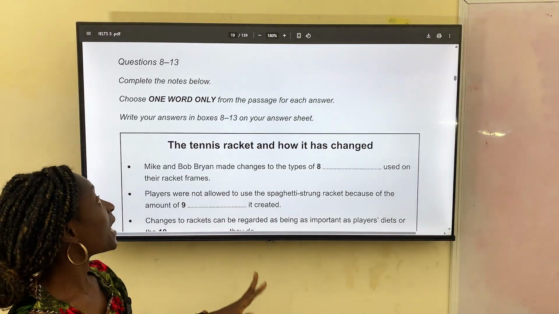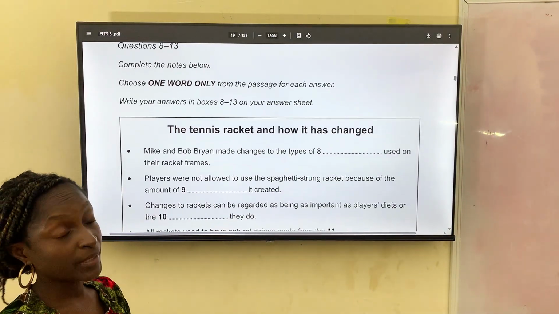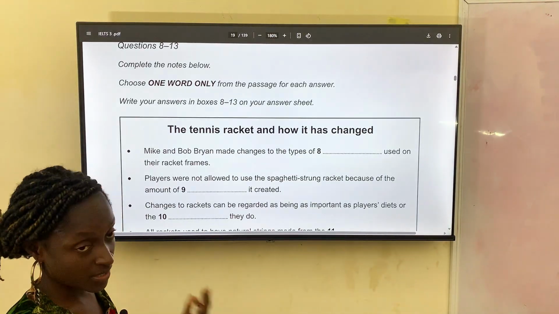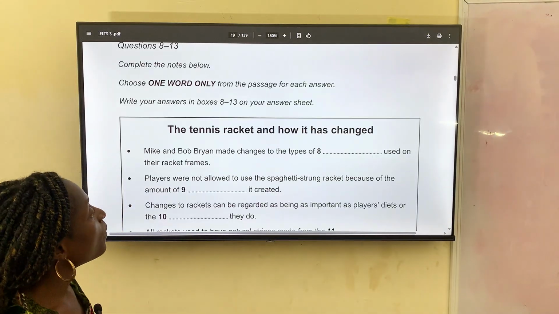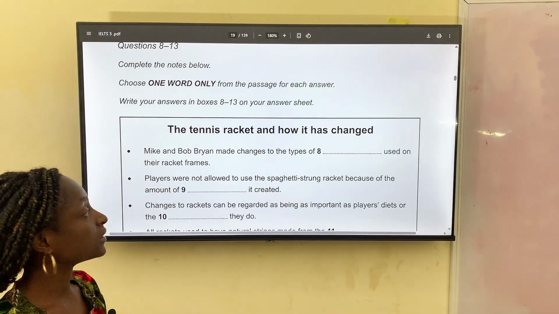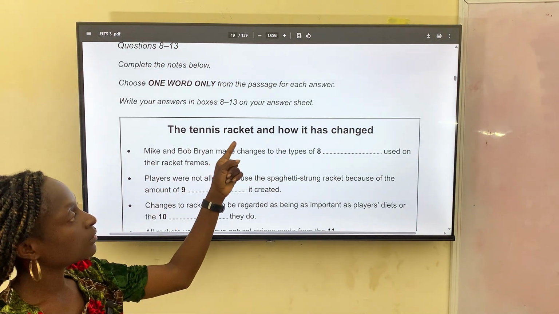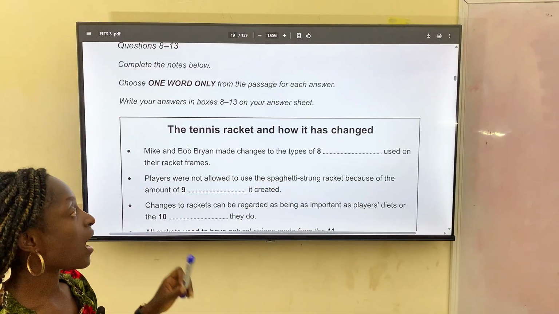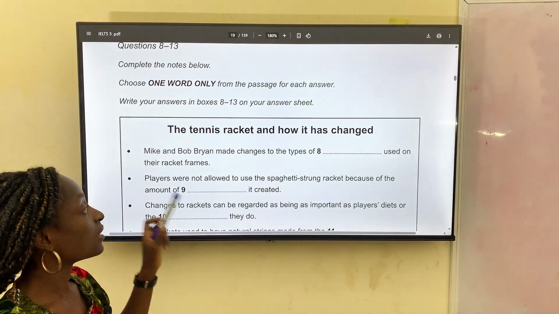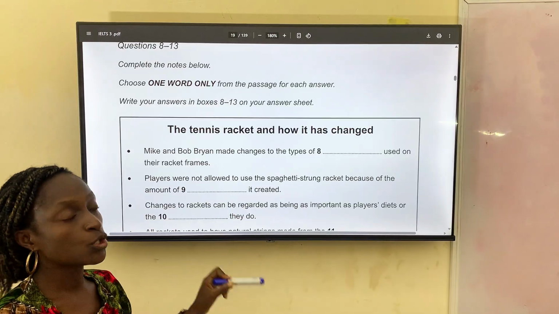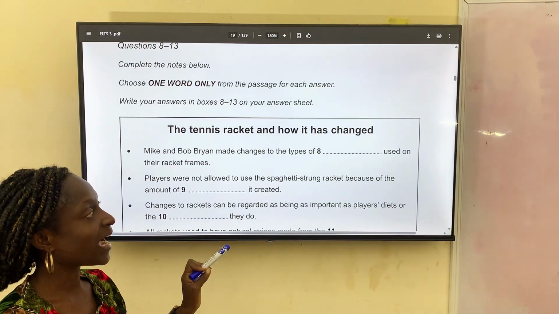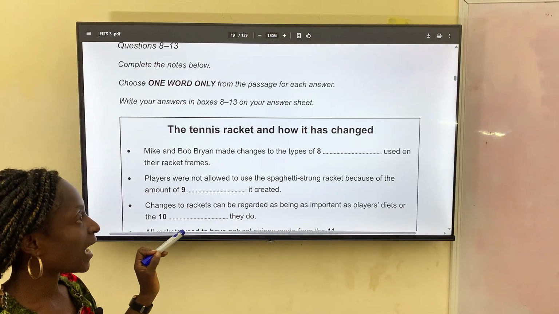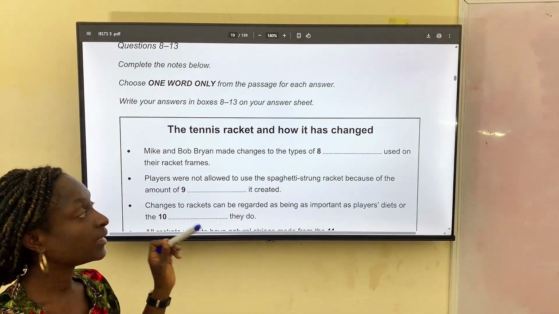Okay, another example is note completion. We can say short answer, we can say fill in the gap. We are still saying the same thing. Now, one thing with this question type is that the title is very important. And why the title is very important is because the title is guiding you to where the question lies, where you can actually see the question.